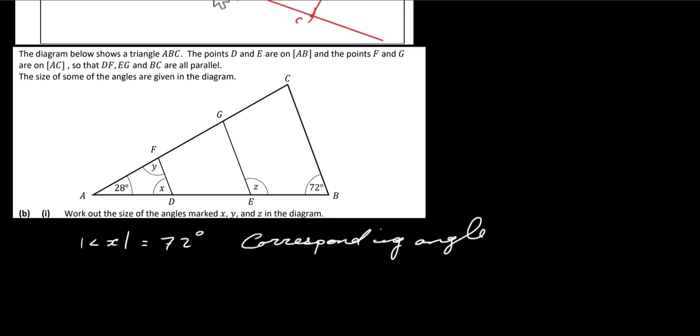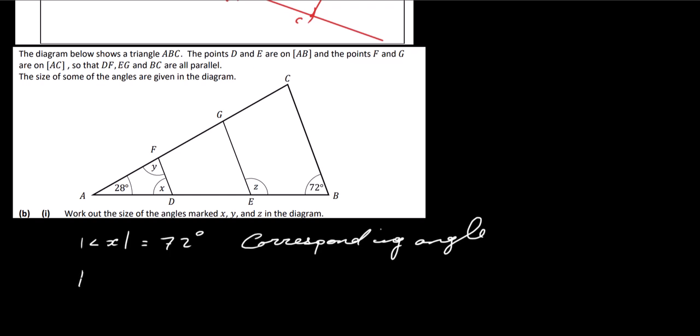The size of some of the angles are given in the diagram. So we have 72 here, we have 28 here. Work out the size of the angles marked X, Y, and Z in the diagram. Okay, so we can work out X anyway. The size of the angle X is going to be equal to 72 degrees because it's a corresponding angle. If this is 72, this angle here is going to be 72, and this angle here is going to be 72 degrees. So we can easily work out Y then.